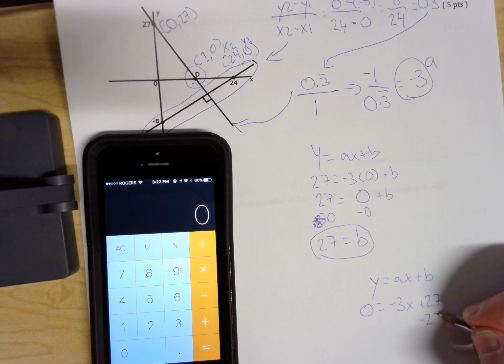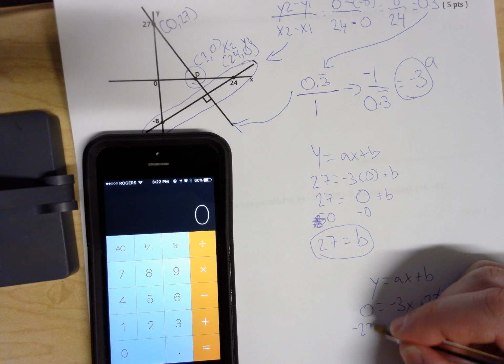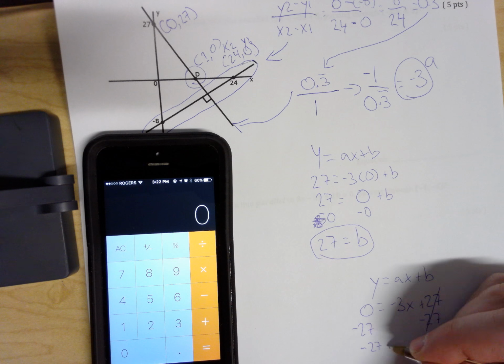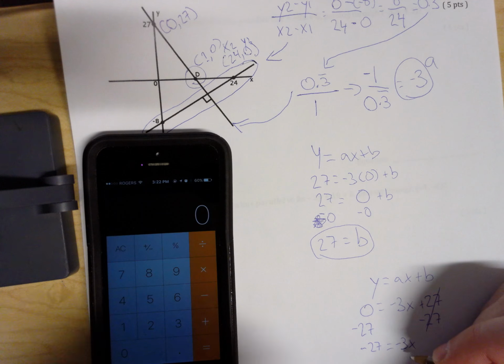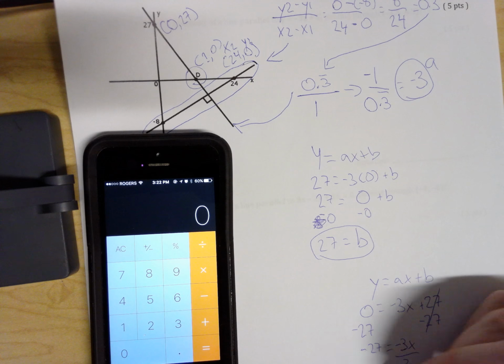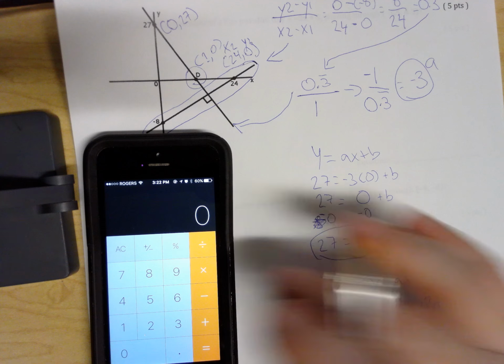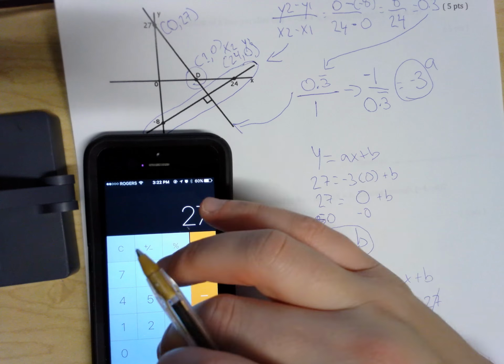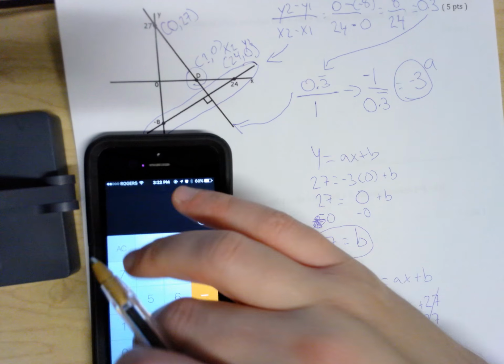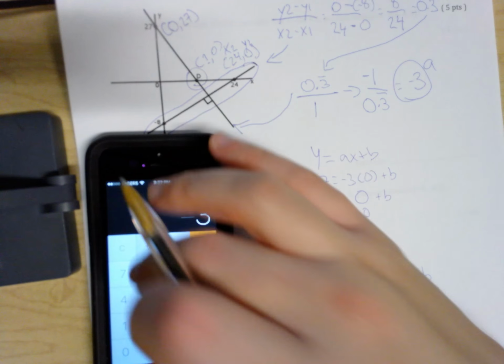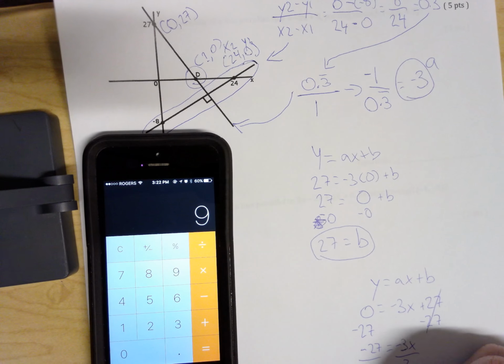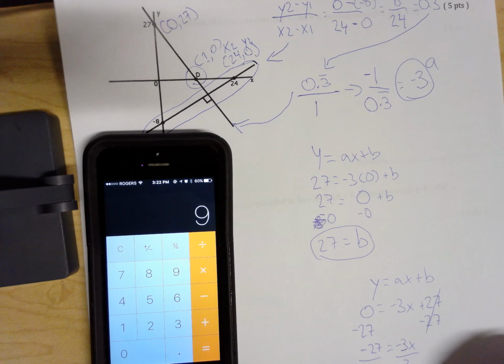So now we do minus 27 to cancel those out. Minus 27 is -3x, and we divide by -3. -27 divided by -3 is equal to 9. So we now know our coordinates are 9 and 0.